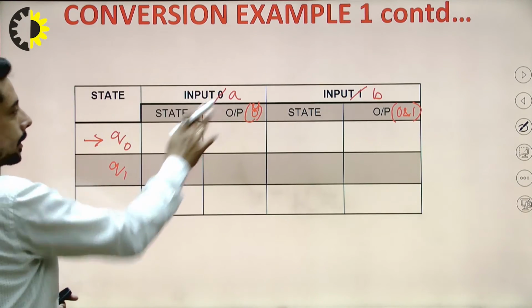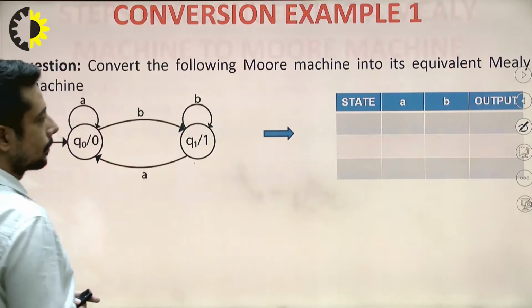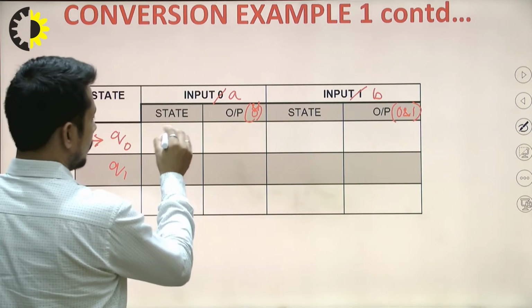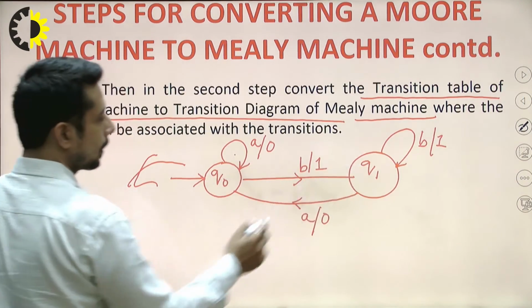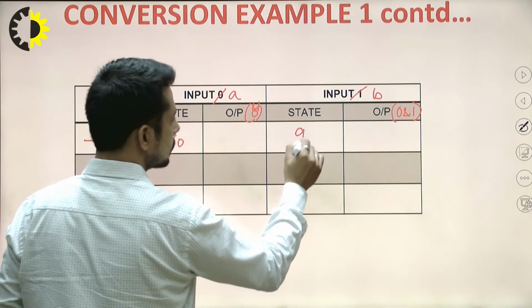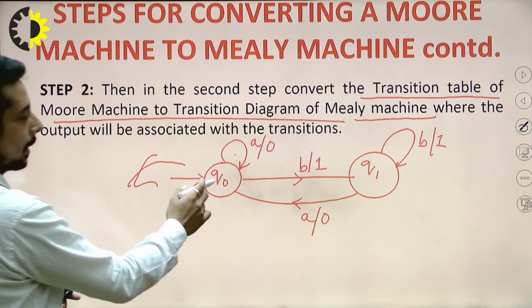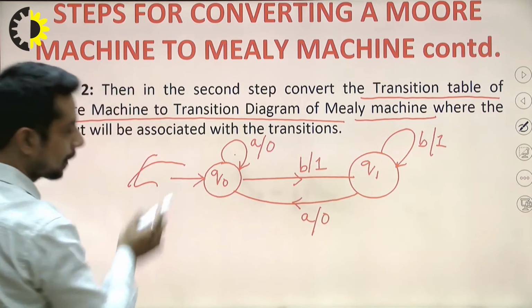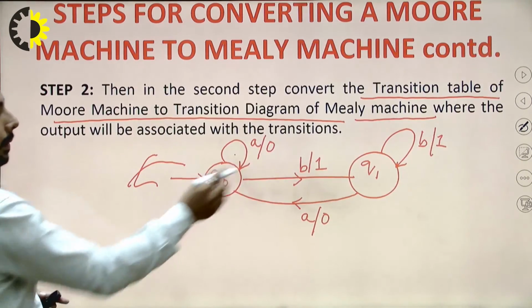So Q0 on seeing A, where is it going? Q0 on seeing A, it is coming back to itself. Okay, Q0 on seeing B, where is it going? Q0 on seeing B, Q1. Then Q1 on seeing A, it is coming back to Q0. And Q1 on seeing B, it is going back to itself.